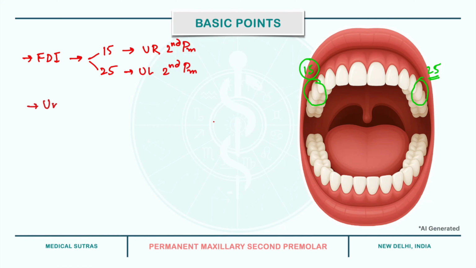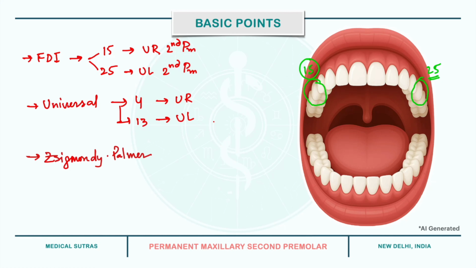In the universal system of notation, we use the numbers 4 and 13 to represent the upper right and upper left second premolar respectively. Lastly, we have the Zsigmondy-Palmer system of notation. In this, we use the symbol 5-5 to represent the upper right and upper left second premolar respectively.